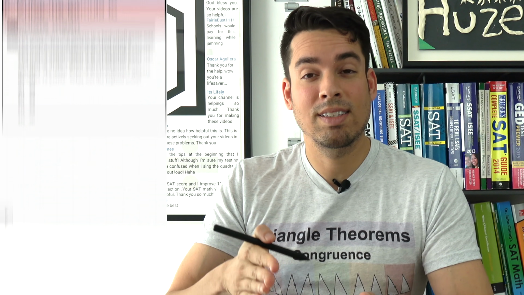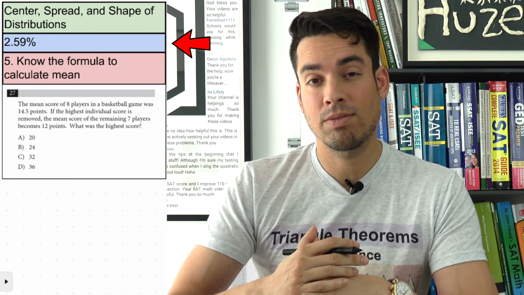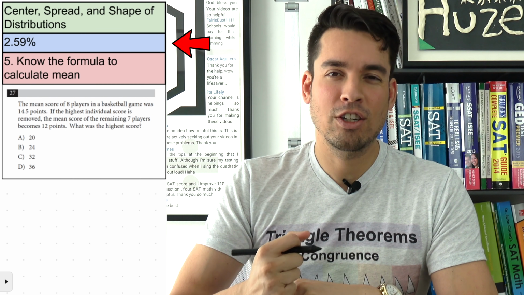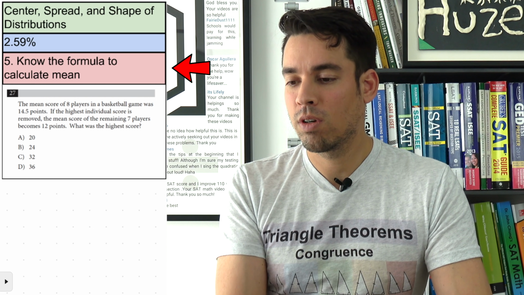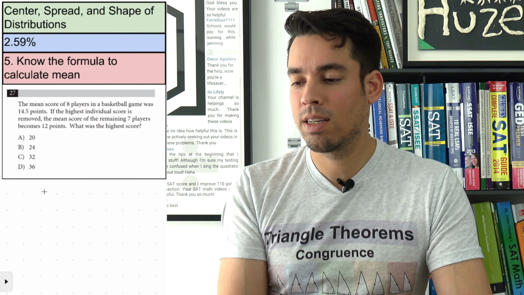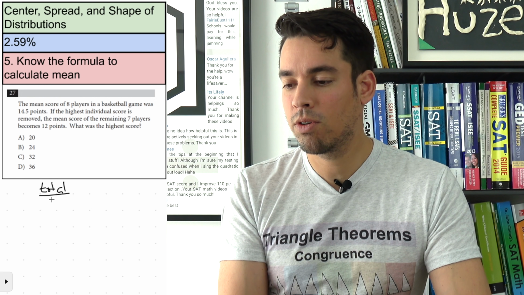Category number 5 is center, spread, and shape of distributions, which constitutes, again, 2.59%. And the strategy here is to know the formula to calculate mean. So what is that formula? Well, to calculate mean, it's my total over the number of terms equals the mean.